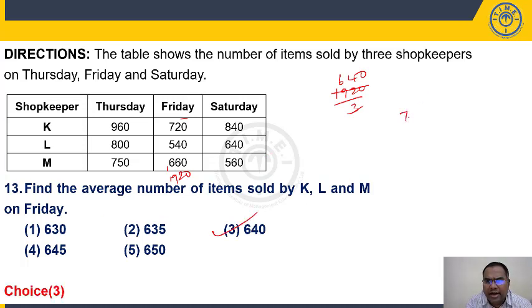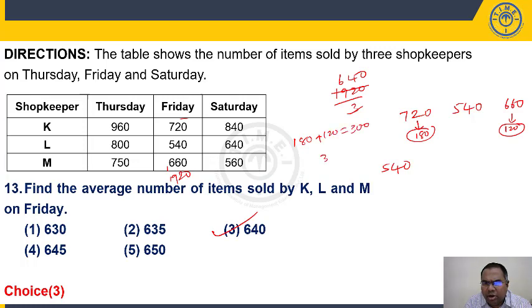Or I told you, right? 720, 540, 660. Let us say I assume average as 540. This is how much more? 180 more. This is how much more? 120 more. So overall 180 plus 120, it is 300 more. Among 3 shopkeepers, when you distribute, each one is getting 100 extra. When each one is getting 100 extra, average will also increase by 100. So it has to be 640. Without solving sum of all quantities by total number of quantities, we can answer this way.